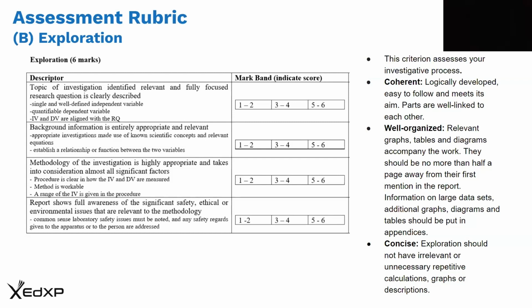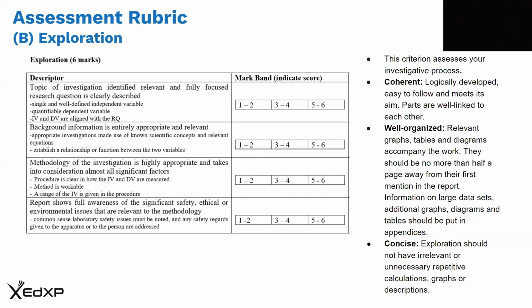The parts of your report should be well linked to each other. I will show you how to do this later. Your report should be well organized. The relevant graphs, tables, and diagrams should accompany your work. As a general rule of thumb, they should not be more than half a page away from their first mention in the report. Information, for example, large data sets, additional graphs, as well as diagrams and tables, should be put in appendices if they are too long.